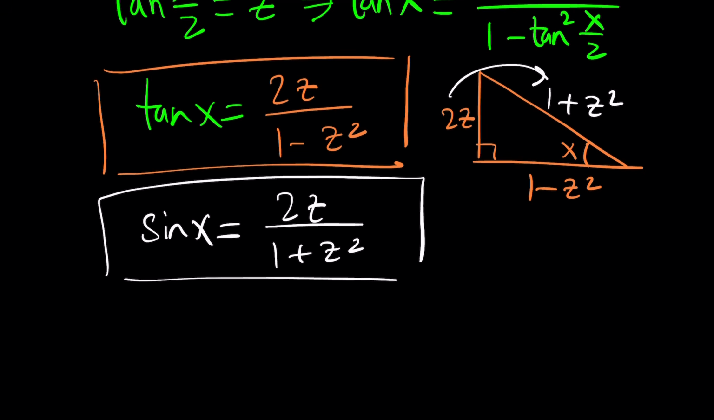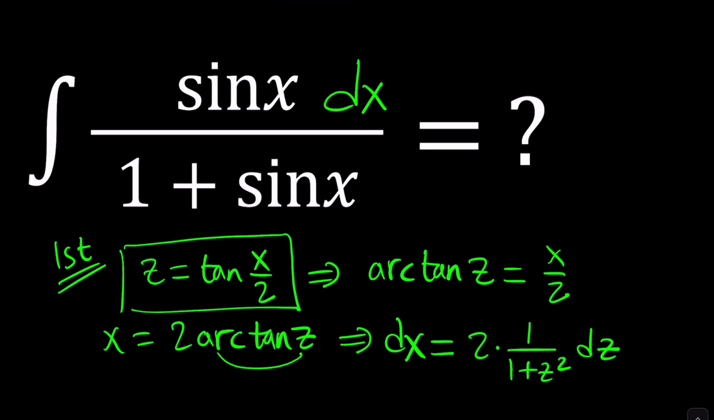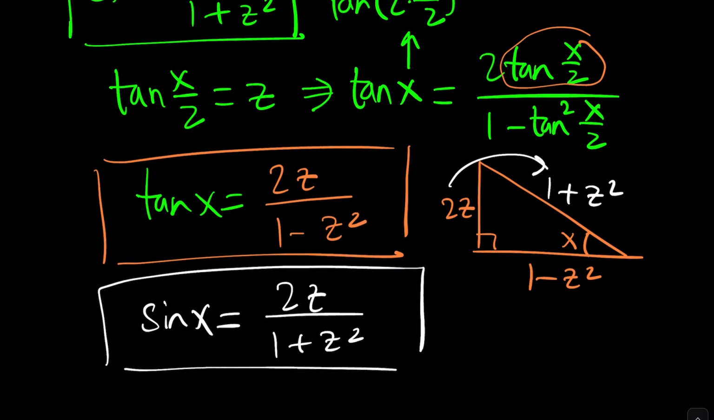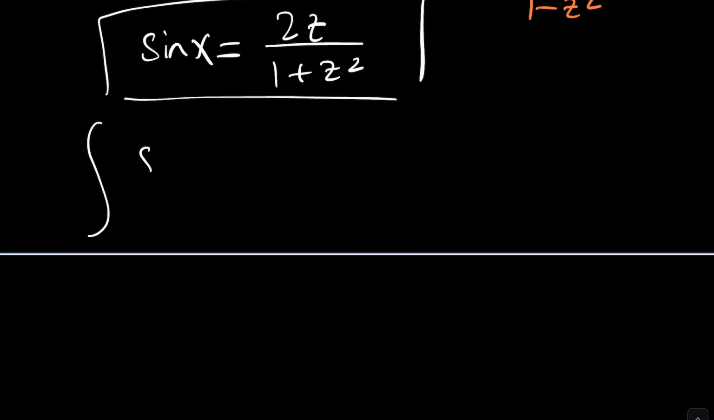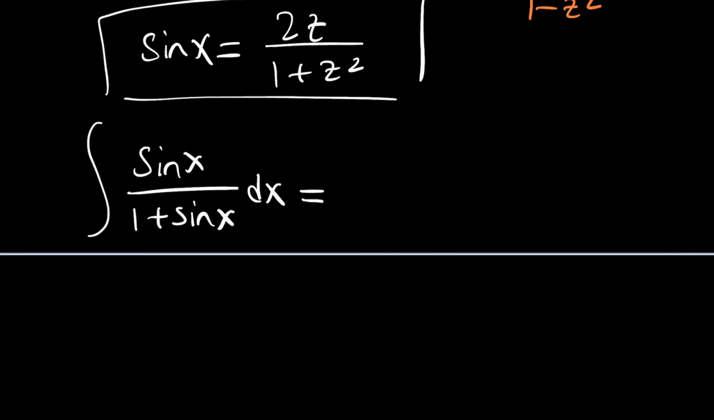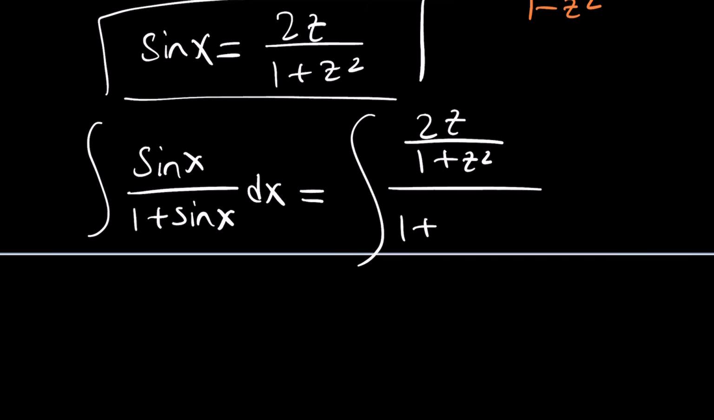We have sine x and we have dx. That's all you need, basically. But to be able to find it, we had to go through several loops. So now, here's what we're looking at: sine x over 1 plus sine x dx. Now we're going to replace sine x with 2z over 1 plus z squared. And the denominator, the same thing.